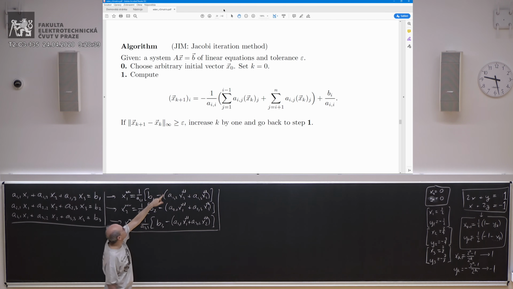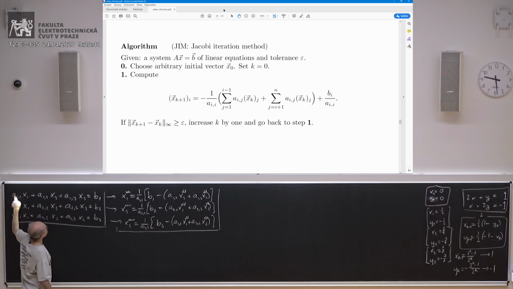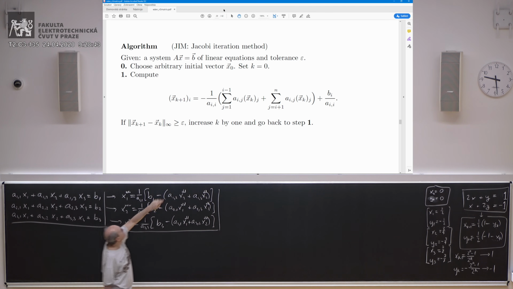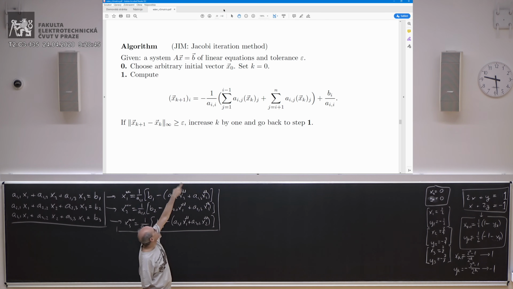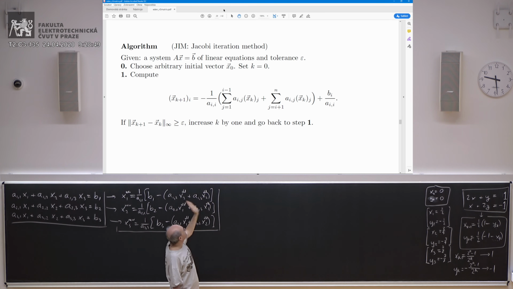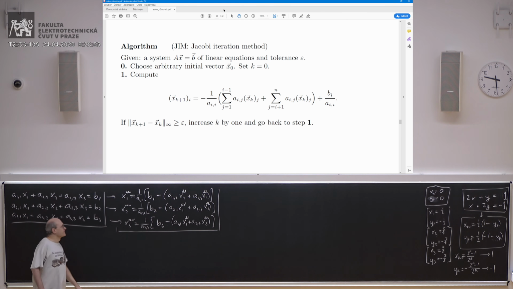The first one starts at the first column and stops one short of the diagonal. That's why there is i missing in the limit of the first summation. And the second summation starts just after the diagonal and goes all the way to the end, to the last column. So that's the Jacobi iteration method.